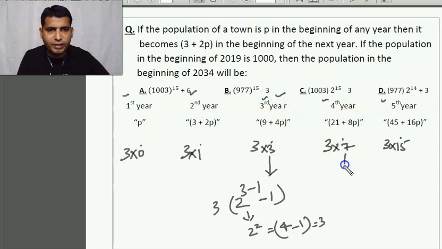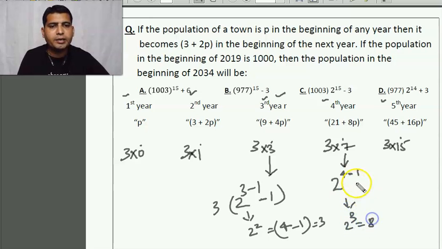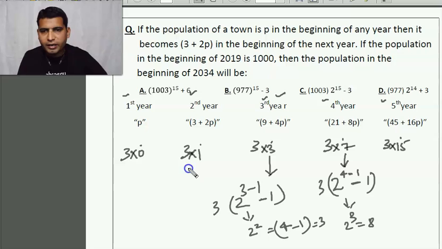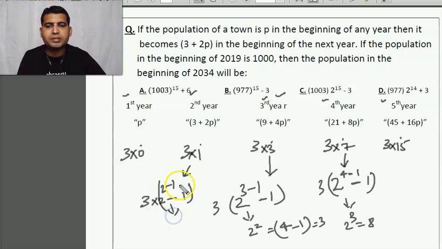Here also it's 7. Now, can I write it like 2 to the power 4 minus 1, which is equal to 2 cube, which is equal to 8? But I want 7 here. Just subtract 1 from here, and the 3 is already given. Let's check it in the second year also. 3 into 2 to the power 2 minus 1 minus 1, which is equal to 2 minus 1. 2 to the power 2 minus 1 means 2, and then 2 minus 1 is 1.